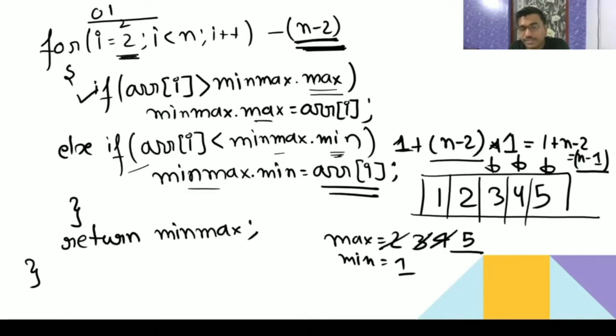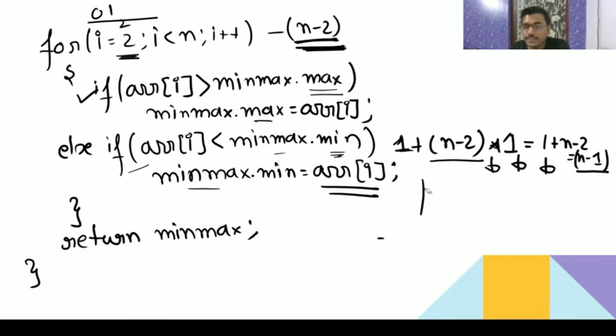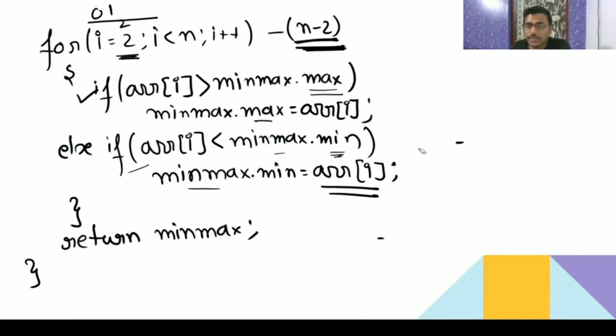So when will the worst case happen? Let me take decreasing order. Increasing order we have seen, now take decreasing order. In the GATE exam they ask what is the number of comparisons that you require. Now take the elements in decreasing order, like 5, 4, 3, 2, 1.